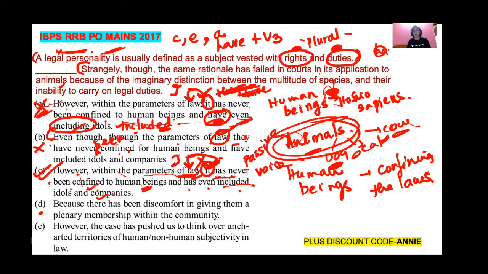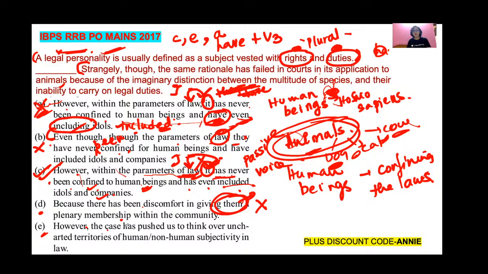If you go to D, because there has been discomfort in giving them a plenary membership within the community. So here giving them means giving who? Whom do you want to give this membership? Because the context of animal is coming in the next sentence, not in the previous sentence. In the first sentence, nowhere has the author mentioned animals or any other beings. Okay, so this one is wrong because the context of animal comes in the next sentence.